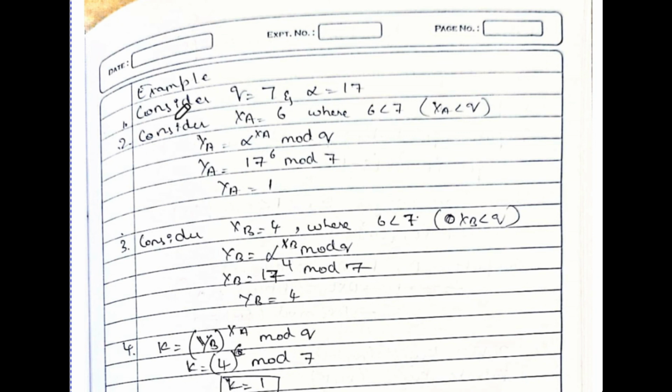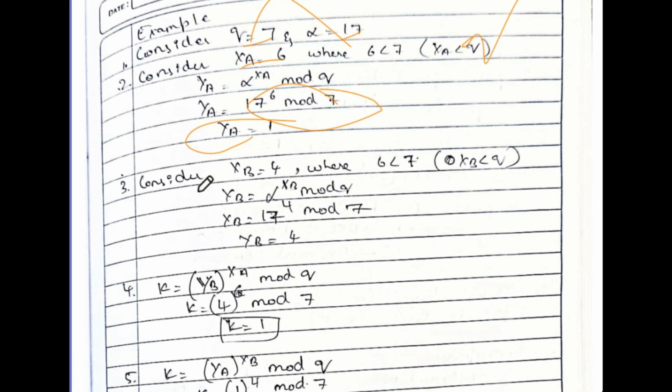Consider the two values 7 and 17. Just these two numbers will be asked, and you should remember just these two numbers. You have to select these two numbers. XA is equal to 6, where it is less than Q. YA is equal to alpha to the power of XA mod Q, which is 17 power 6 mod 7. You can Google how to find mod, and you get YA is equal to 1.